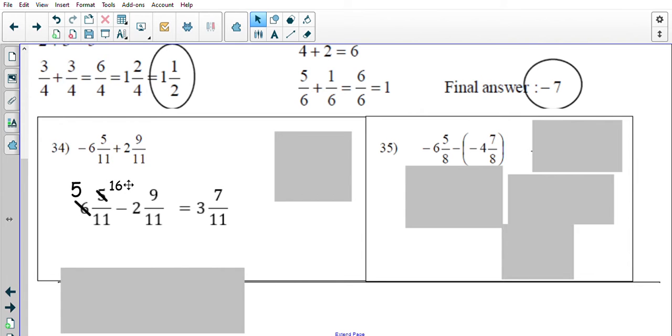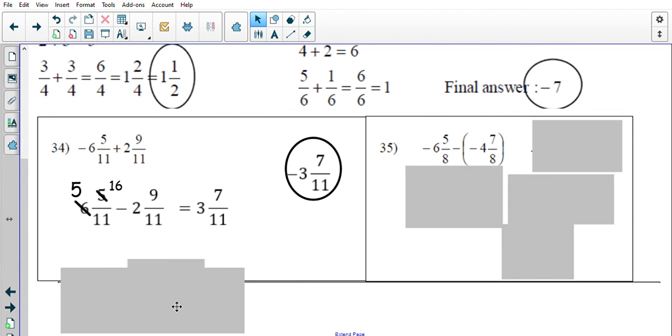Now we subtract. 5 minus 2 is 3. 16 minus 9 is 7. So we get 3 and 7/11, but 6 and 5/11 was bigger and it was negative. So my final solution should be -3 and 7/11.